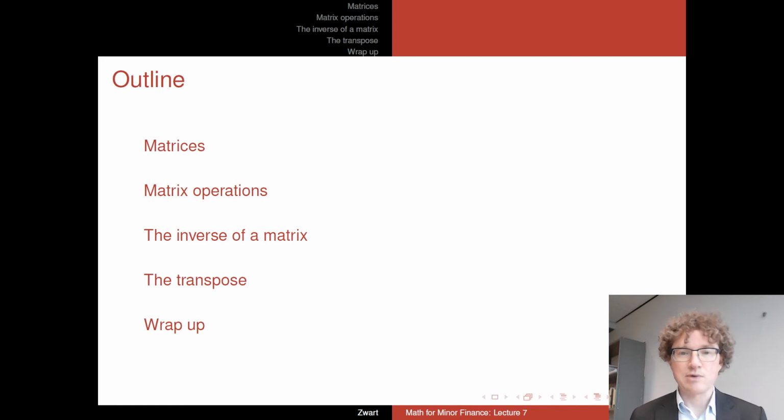It turns out that when we have a couple of matrices, we can actually add them up and we can multiply them. So we'll discuss in some detail how that works. Then we'll go to the inverse of a matrix and the transpose, and after having covered all of that, we'll wrap up with the course, because this is the final lecture that we are doing today.